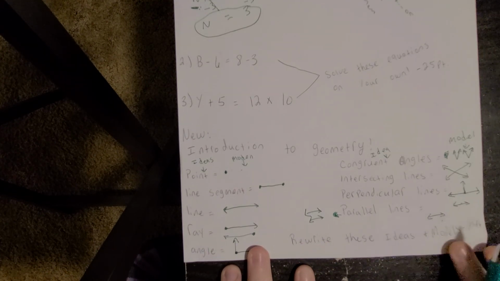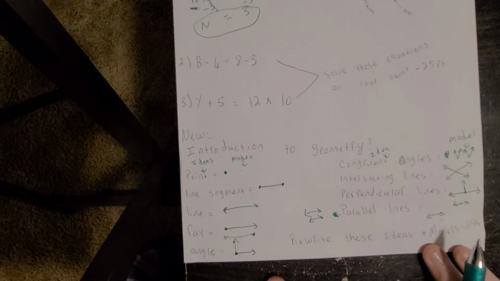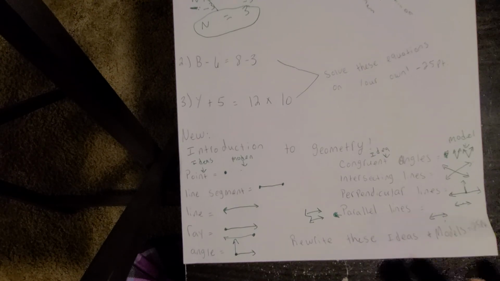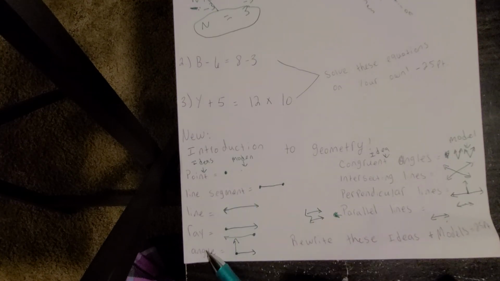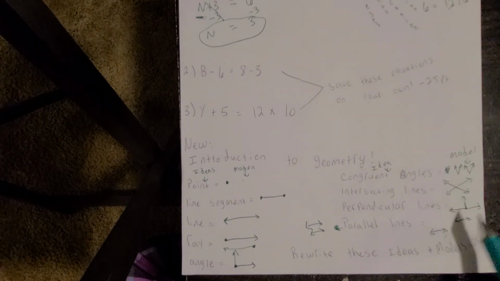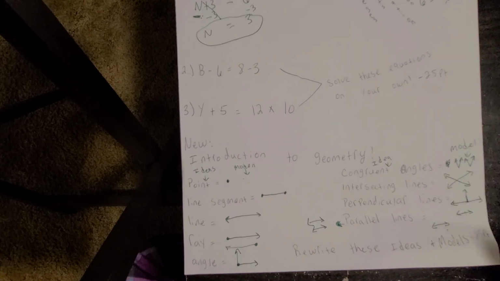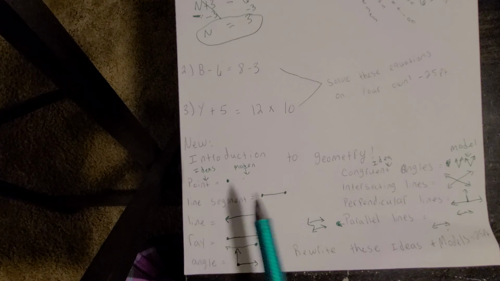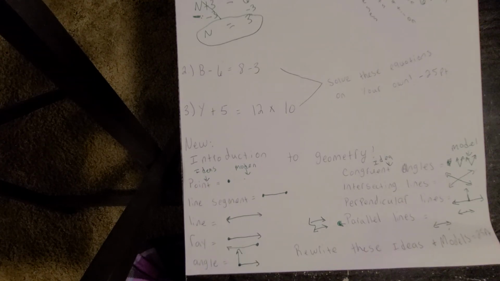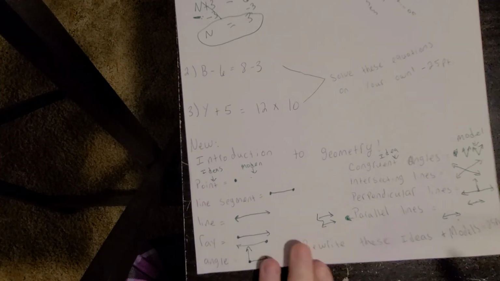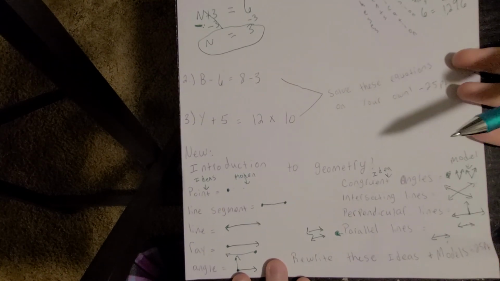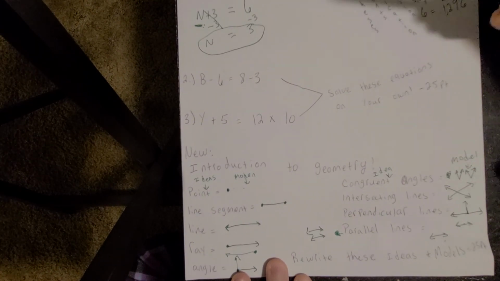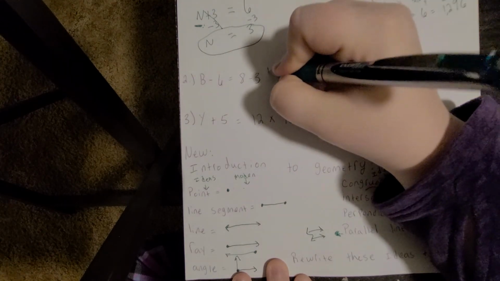Now, your job or your work for today, for your new concept, is to write down these ideas and the models correctly on a blank sheet of paper. Okay? You are to rewrite the ideas and the models next to it on a blank sheet of paper. Now, remember, this is mandatory. Okay? Your review work here.